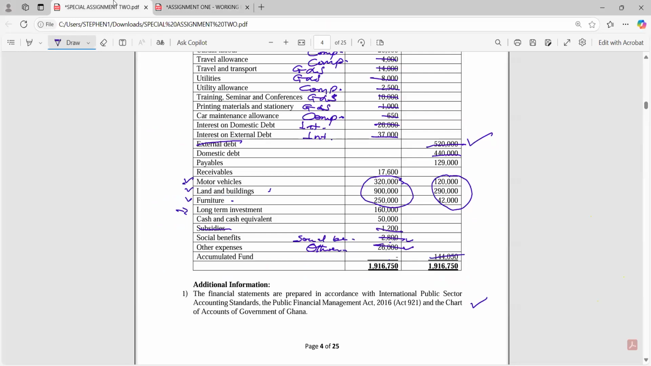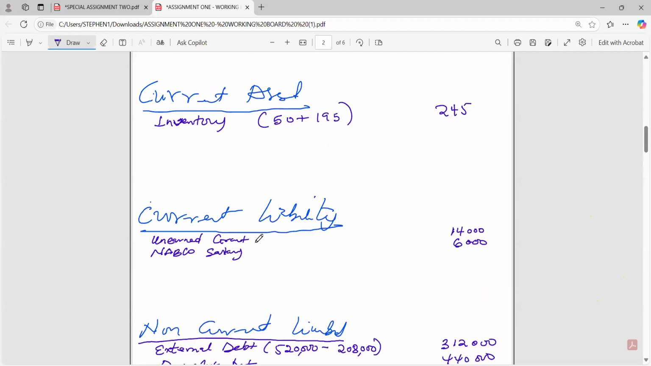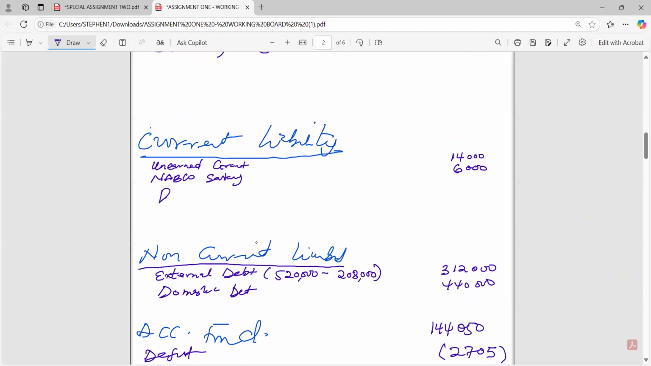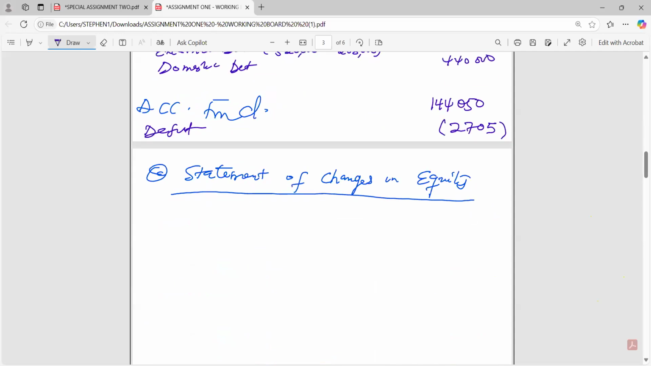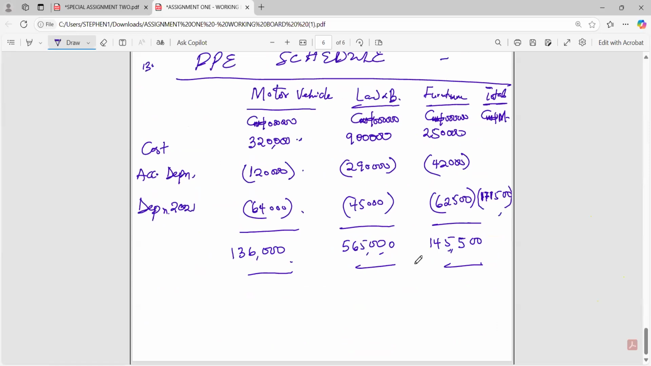They have payables 129,000. Payables 129,000. Full stop. Now the PPE schedule. Do you remember the PPE schedule? The values we got. You see these ones: motor vehicle, land and building. Did we forget receivable? No, we've not forgotten it. I'll come there. You see this one? I'll go and put it there.